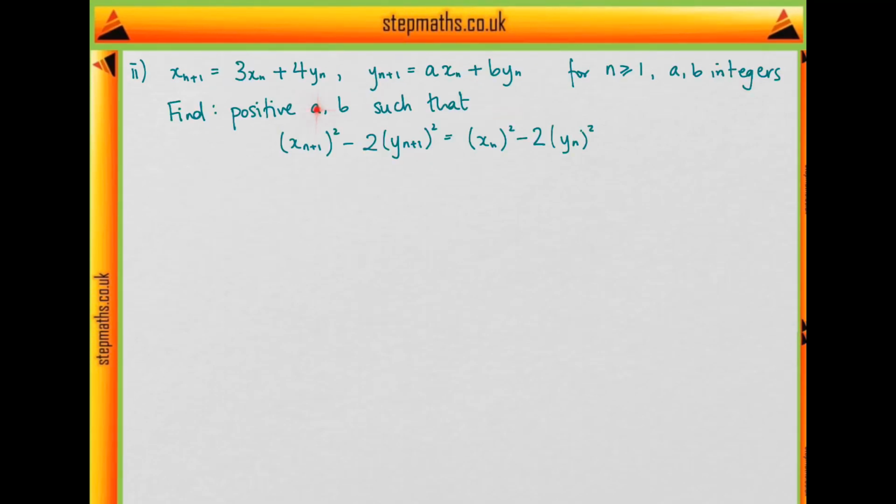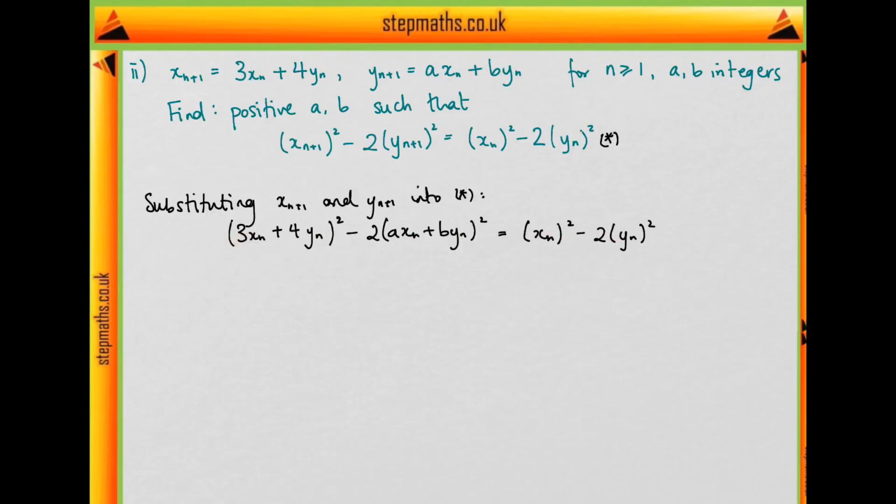Okay, so now we're given integers a, b, and we define two sequences, x1, x2, and so on, and y1, y2, and so on, by setting xn plus 1 equal to 3xn plus 4yn and yn plus 1 equal to axn plus byn for n greater than or equal to 1. And they want us to find positive values for a and b such that this is true. Okay, so first let's call this star so we can talk about it later. And they've told us what xn plus 1 and yn plus 1 are, so let's substitute these two into star. And so we'll get this.